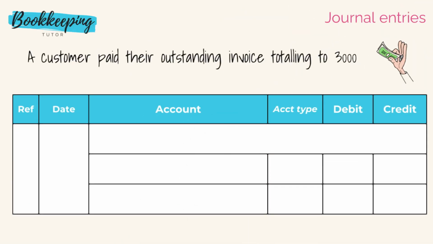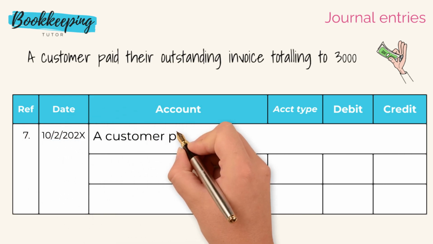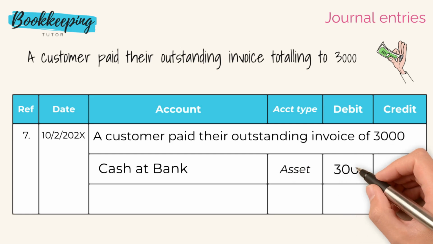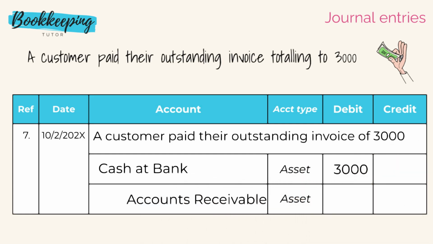So when a customer pays an outstanding invoice, it should be recorded as debit the cash account and credit the accounts receivables account with the same amount.